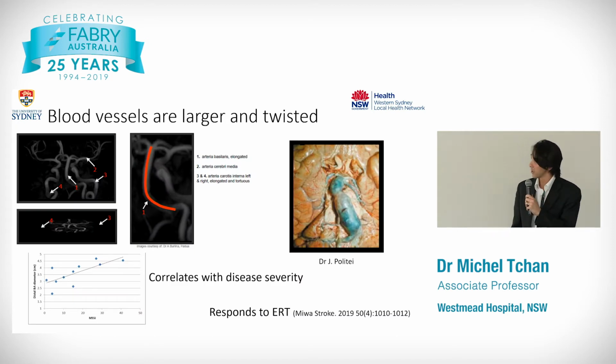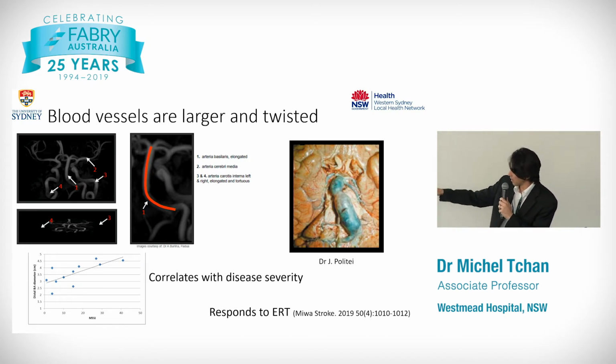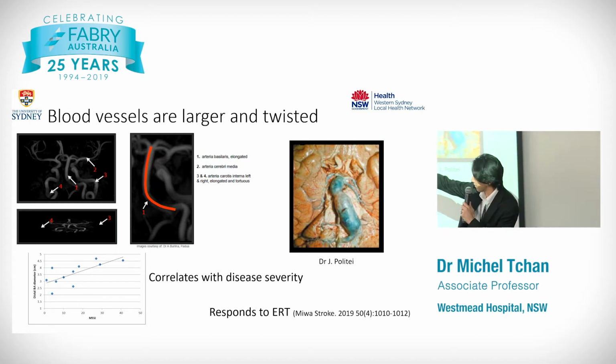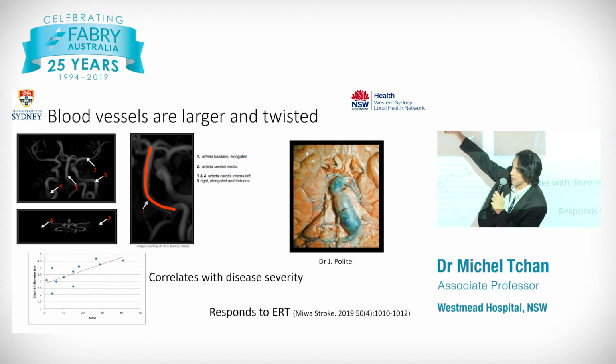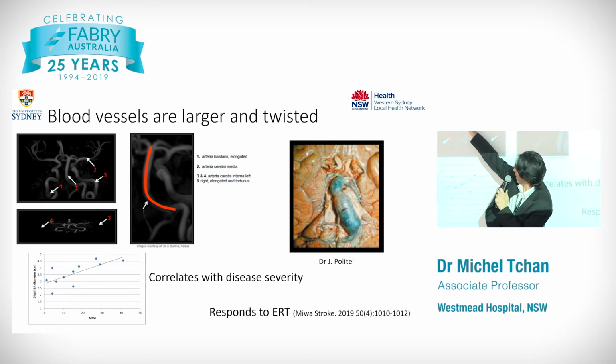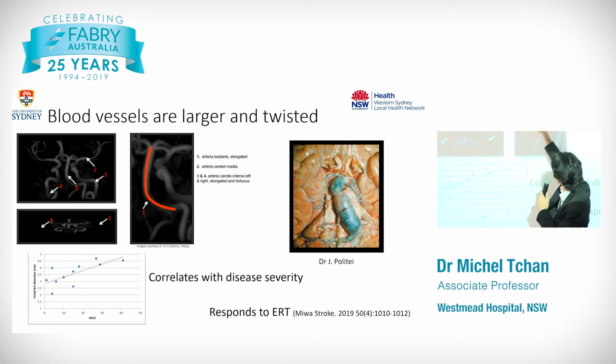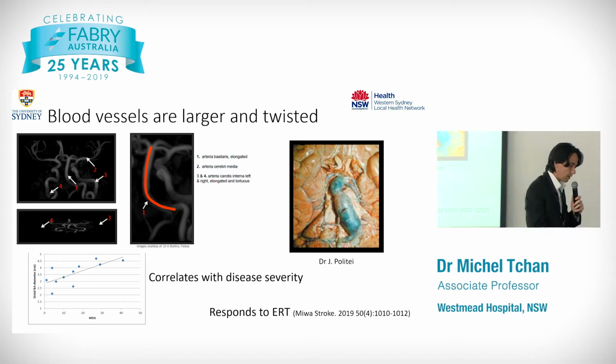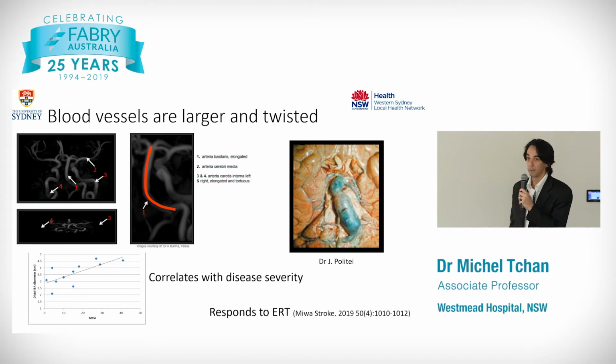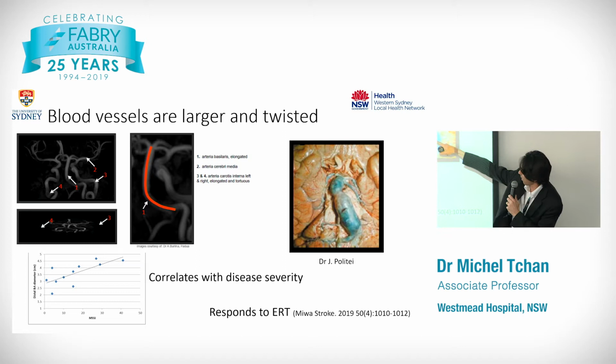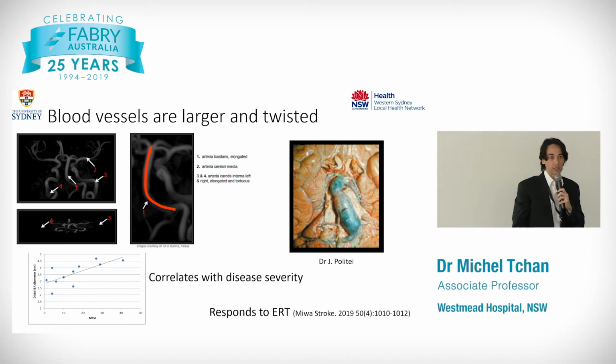So we're going to talk about the blood vessels. Blood vessels are larger and they're twisted in people who have Fabry disease. It's a little bit hard to see, but in the twisty images over here, normally what we would see in a person who didn't have Fabry is fairly straight lines down here and down here. But as you can see highlighted there, those blood vessels are relatively twisty or tortuous, and you can see this blood vessel here is quite a lot bigger. This is the basilar artery, and normally it would be perhaps that big, but you can see that it's quite enlarged.